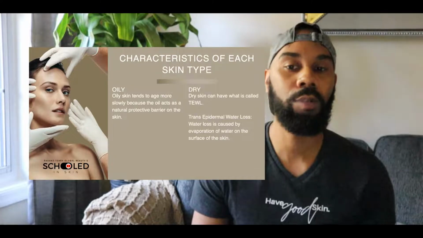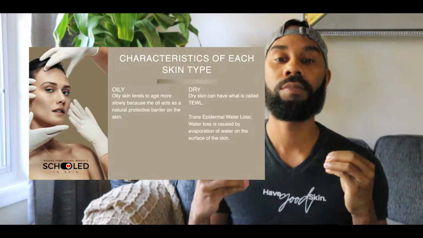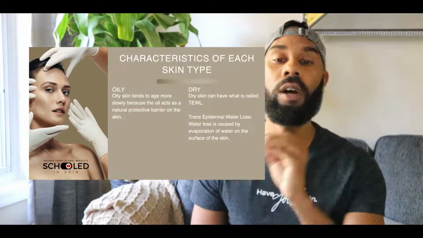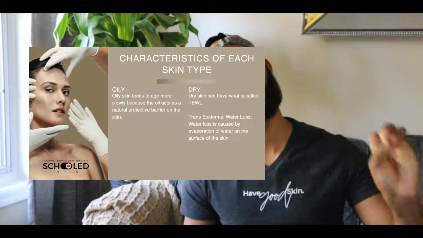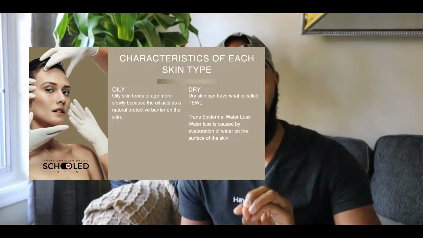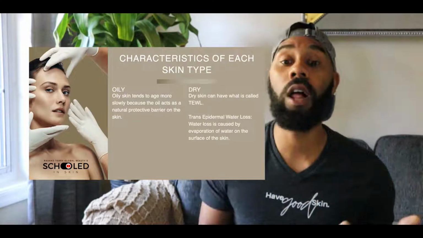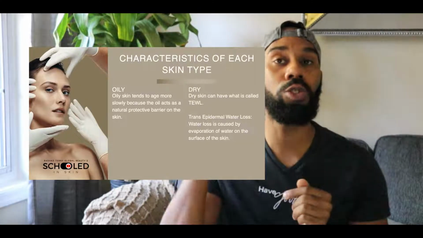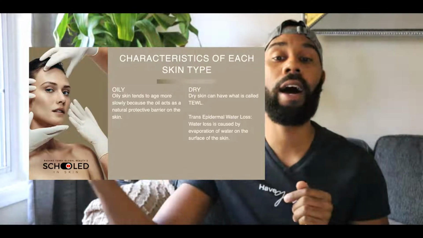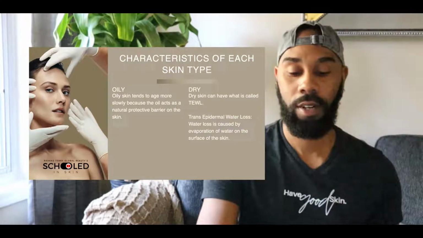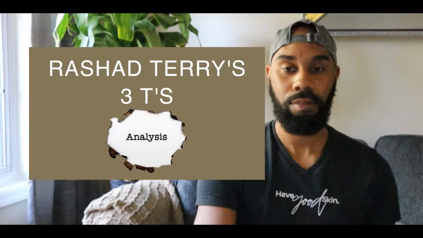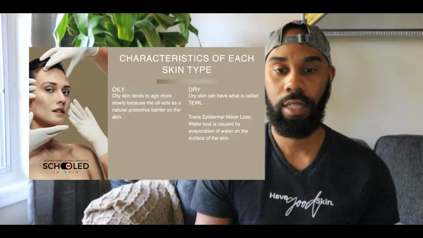And then dry skin. Dry skin can have what is called TEWL. This stands for transepidermal water loss. This is basically water loss caused by the evaporation of water on the outermost layer, the stratum corneum, or the epidermis, the outermost layer of the skin.